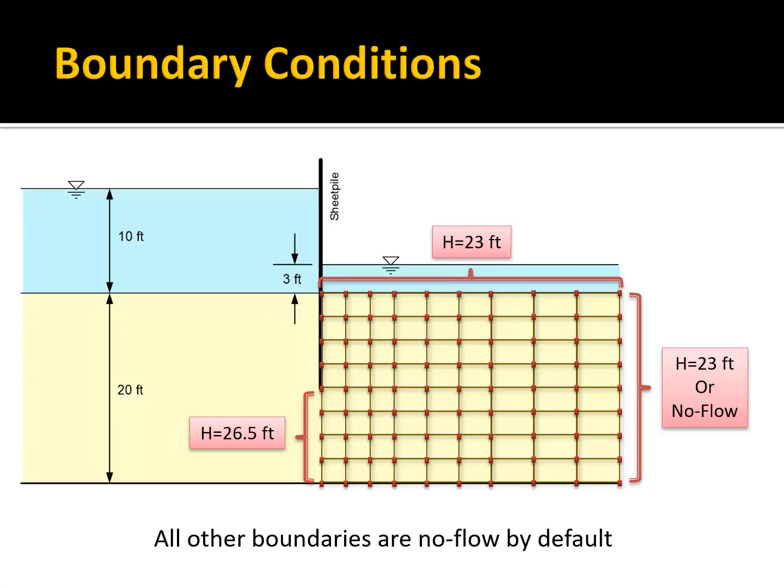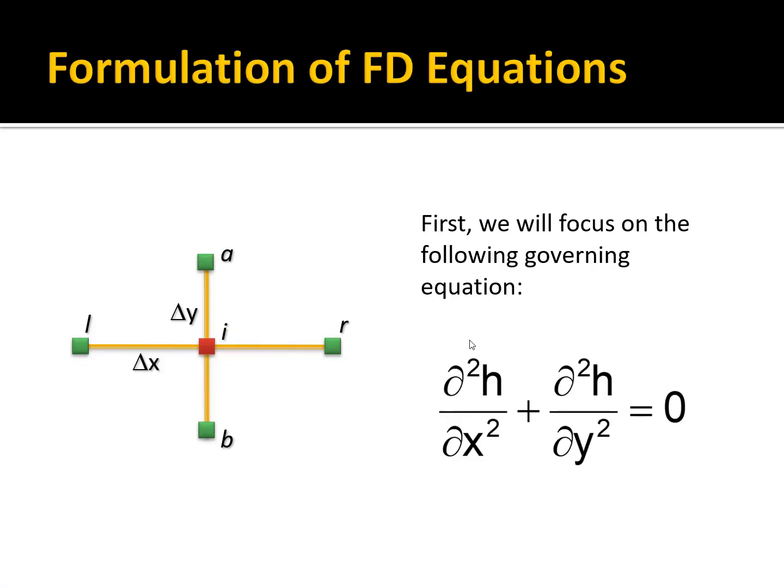If you go back to this equation, if you just take one of these interior nodes and look at the nodes above and below and to the left and the right, that's what we see here. To start with, we're going to assume that we have a spacing of delta x in the horizontal direction, a spacing of delta y in the vertical direction. And notice how these nodes are labeled. This is node I here in the center. We're going to be deriving an equation for the head at node I. And this is L for left, R for right, A for above, and B for below.